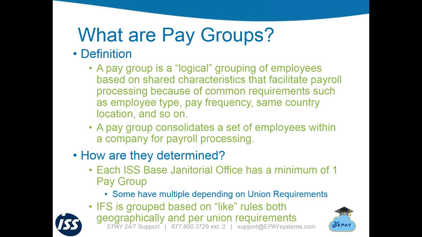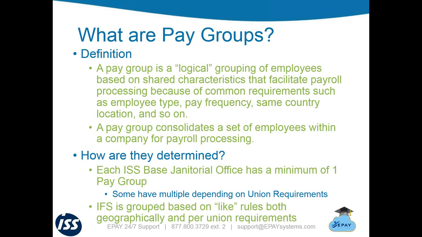Now from that, we go one step further and determine if there are union scenarios there, or non-union scenarios. So we go through that and determine, do we need a union pay group or a non-union pay group? If there are union pay groups, then we go through the next phase of determining how many different unions are there. So that's why we have so many pay groups. Generally they're determined based on the base janitorial office, and typically those base janitorial offices have one pay group. Like I mentioned on here, some are depending on the union requirements. If you're up in the Northeast, if you're in Kansas City, in the Midwest, or you're out in California, those typical areas have tons and tons of pay groups because of the different union requirements.